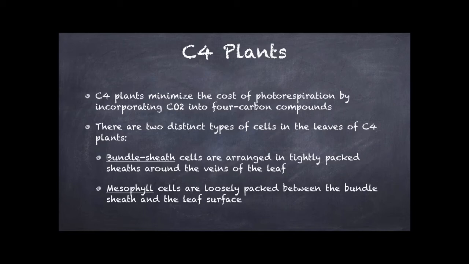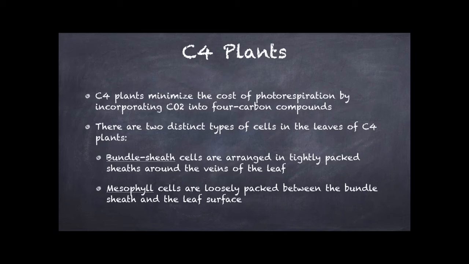Now that we talked about C3 plants, we're going to talk about C4 plants. C4 plants incorporate carbon dioxide into 4-carbon compounds, hence C4, to minimize the cost of photorespiration in the Calvin cycle. So C3 is 3-carbon compounds, C4 is 4-carbon compounds. These plants are efficient in hot and dry climates, so these are really good for those kinds of areas. And they make a lot of energy. Sugar cane and pineapples are examples of plants that have this kind of process.